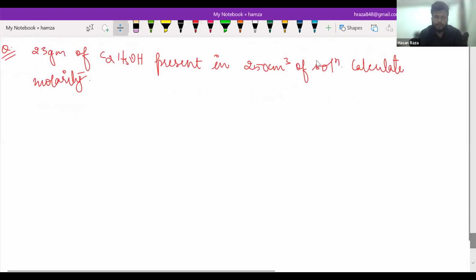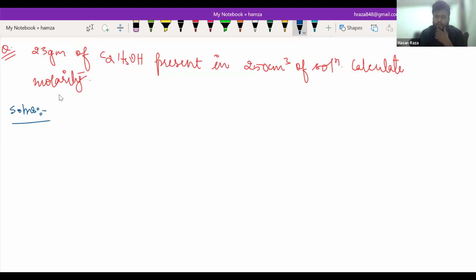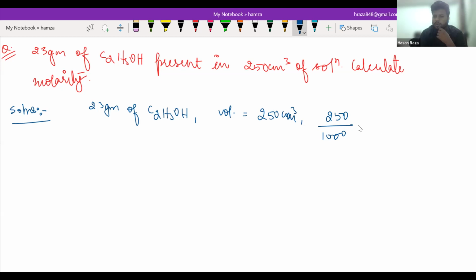Nora, see, I'm going to explain it. What we need to calculate: 23 gram of C2H5OH is given. You can also see volume is basically 250 centimeter cube, which you can easily convert into liter by dividing by 1000. So it will be basically 0.25 liter.